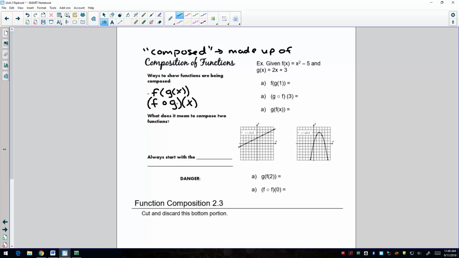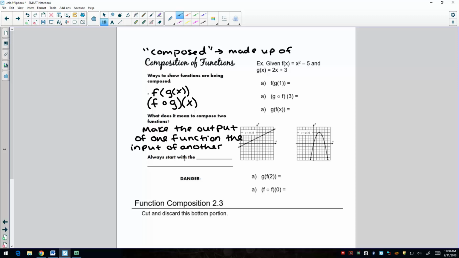So now we're going to talk about what it means to compose two functions. When you are composing two functions, you are basically going to make the output of one function the input of another. Bear with me, my handwriting is terrible on here. Hopefully it will get better as the year goes on.